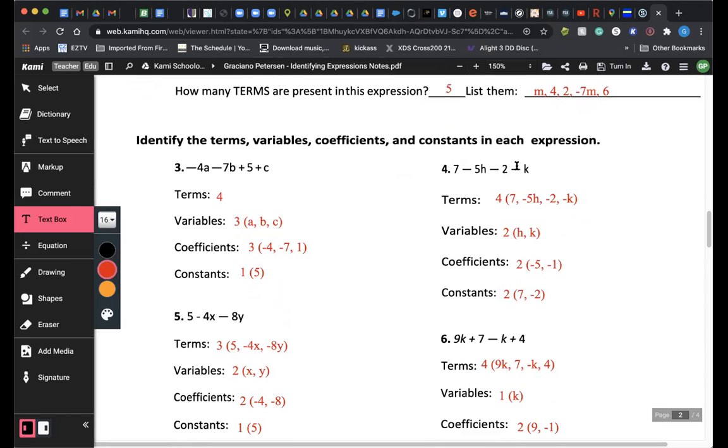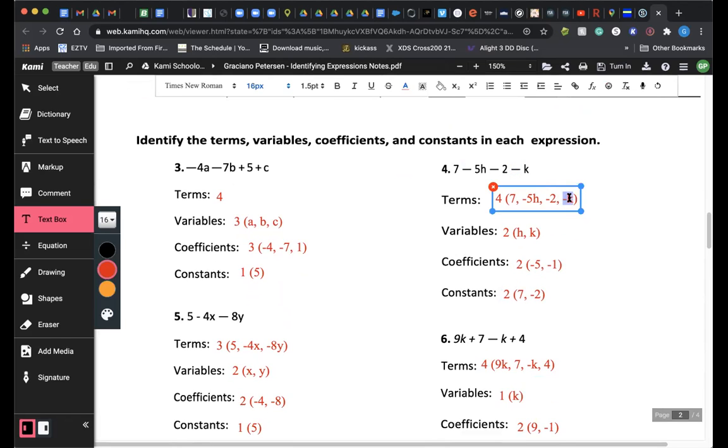So up here, we have a minus k. And so the term is a negative k. And the coefficient is -1, right? Anytime you have a minus sign, when you identify the term by itself, it makes the term negative, okay?